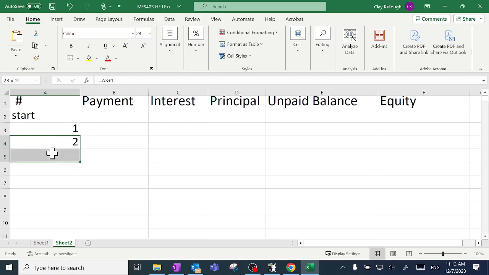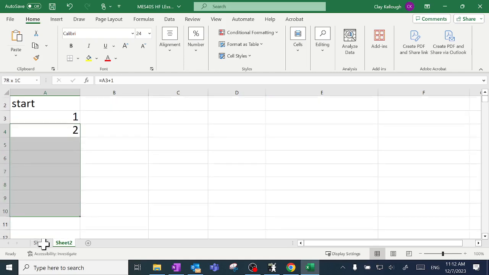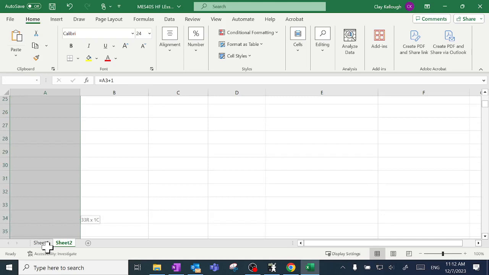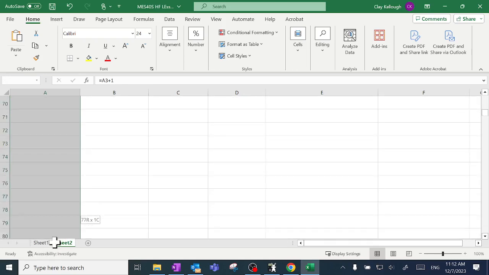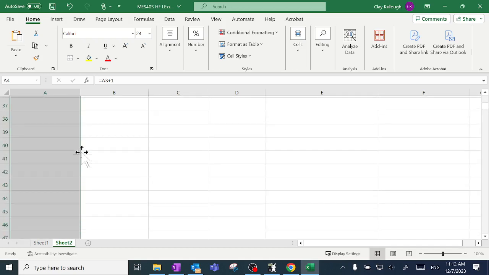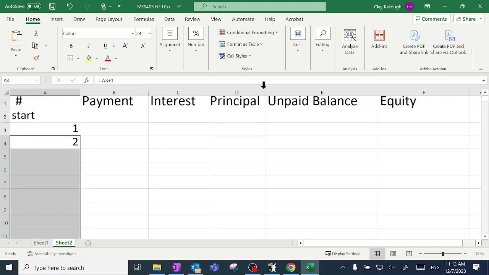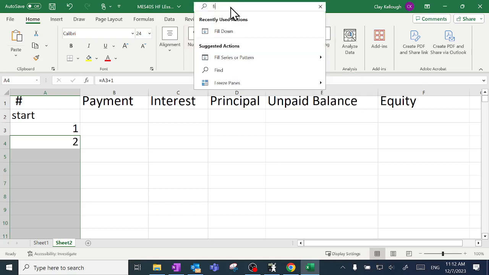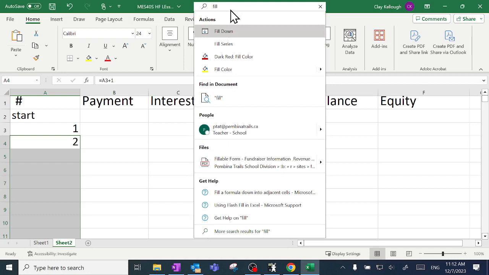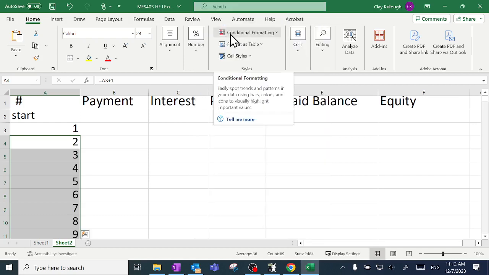Highlight this box and drag down. Drag down as far as you want. I said I want the first 60 payments, so I'm going to drag down to cell number 60-something. Oh, I went too far. Okay, fine, 70-something, whatever. And then you go under your cells, and, oh wait, no, sorry. Hang on a sec. I can't remember where it is in the headline, so I'll just look for it. Fill. You look for fill down, and look at that.